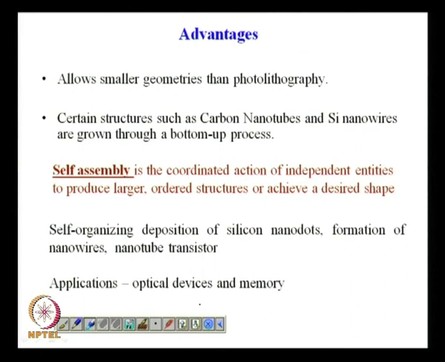So, what are the advantages of self assembly and the bottom up approach? Definitely you can make a much smaller geometry than is available in photolithography. And we hear about carbon nanotubes and silicon nanowires, which are going to be the materials of tomorrow's products, tomorrow's manufacturing, and all are made by a bottom up process.